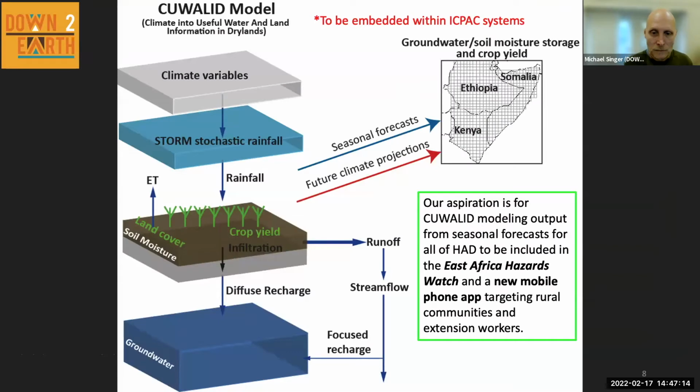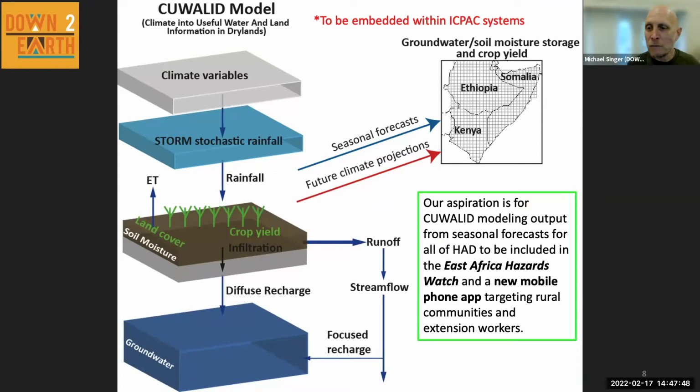Next slide. Now, the DRIP model was developed at a catchment scale, so for an individual drainage basin, but our bigger aspiration is to scale up to the whole region of interest here that you can see on the right, focusing on the 3 countries focused in our project. And in this case, we're going to embed the DRIP modeling within a broader modeling framework called QALID, which is, we call it Climate into Useful Water and Land Information in Drylands.